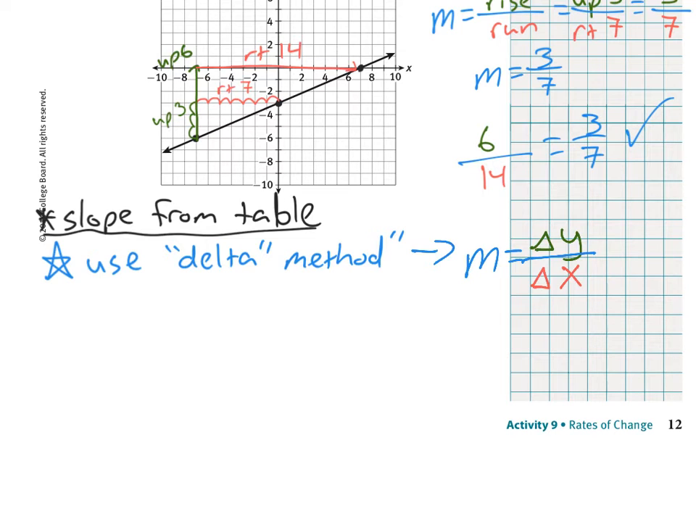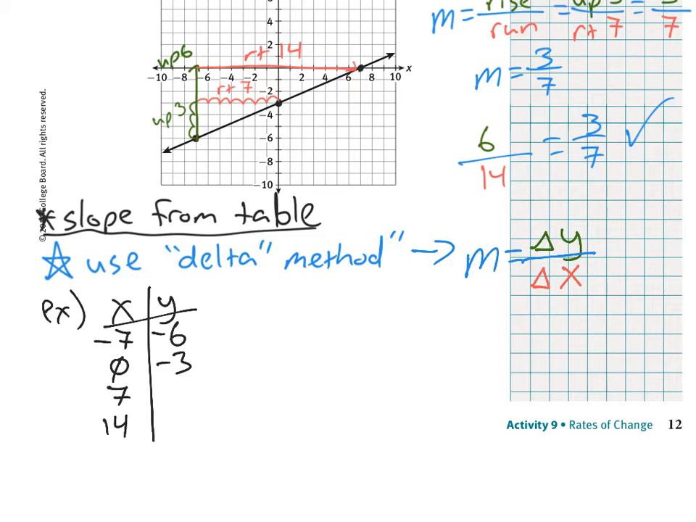Okay, so when we build a table here, let's go ahead and do that. It's x and y. Let's choose, I like 7s. -7, 0, 7, and 14. Y values are -6, -3, 0, and 3. Okay, so we're going to build our ratio of the slope based on how it's changing in the y column and then how it's changing in the x column.